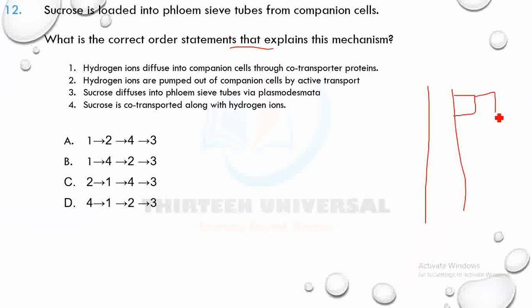Don't forget, first of all, hydrogen ions are pumped into the cell wall. That's what's happening. So start with number 2. The only option that starts with number 2 is C. And you see that hydrogen is going to come back through the co-transporter into this companion cell. That is why number 1, hydrogen ion diffuses into it. So the answer is C. All right, let's go on.